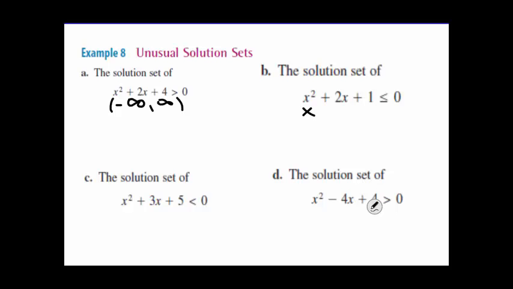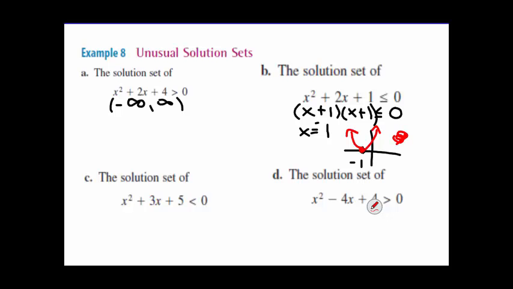Alright, second one. We get to factor this, and we get x plus 1 times x plus 1. When is that less than or equal to 0? We only have one solution. It touches the x-axis at -1, and then it opens up. So there's only one value where this thing is less than or equal to 0, and that's at -1. So one solution.